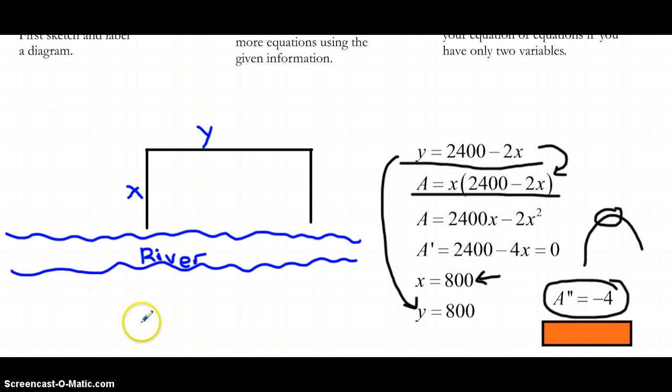So you do need to say all these things as well on your exam, not just show these things, but you need to say something like, okay, A double prime is less than 0 at my critical point, x equals 800, therefore it is a maximum. Does that make sense? Okay.